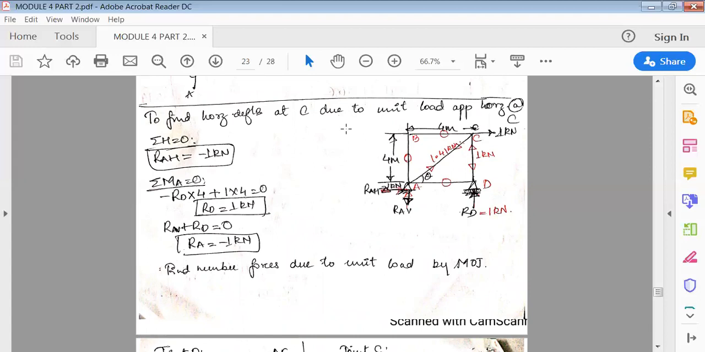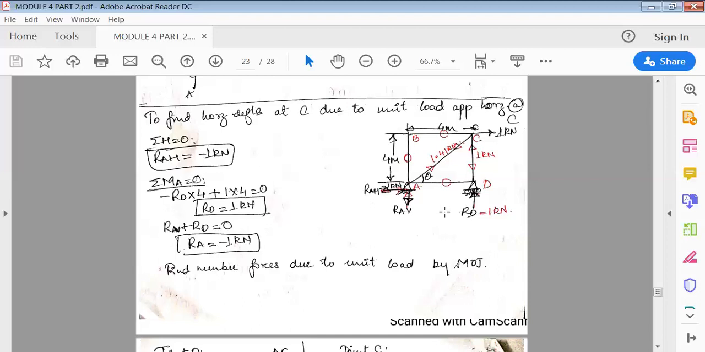Now, to calculate the horizontal deflection at C due to the unit load applied, again we'll remove all the loads at joint C and apply only 1 kilonewton, and that too a horizontal load. The horizontal load will be applied at joint C, that is a 1 kilonewton load. So summation H is equal to 0. So summation H is RAH minus 1. We'll solve this.